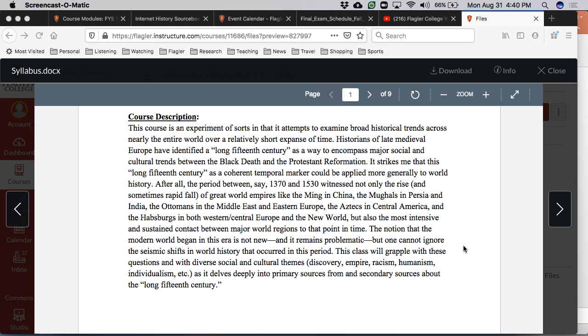Now, you may know about the Yuan dynasty. Where was that from? Who were the Yuans? I'm really trying to stretch your knowledge here. But that's what the class is about. The Yuan dynasty was from Mongolia. These are the Mongols.